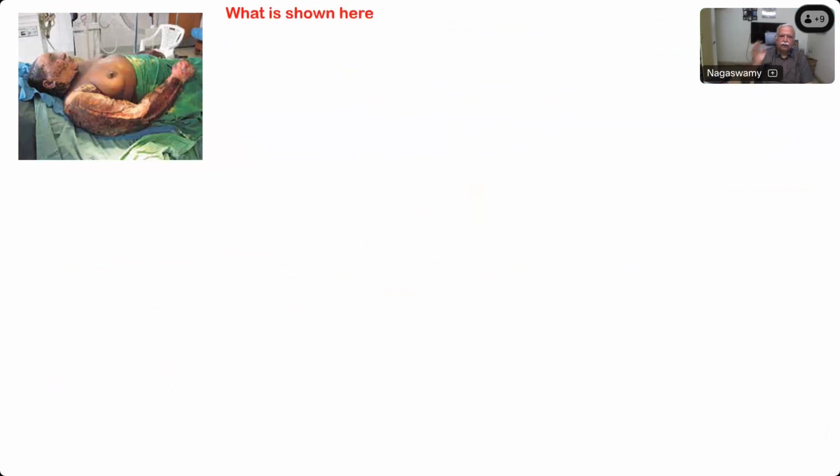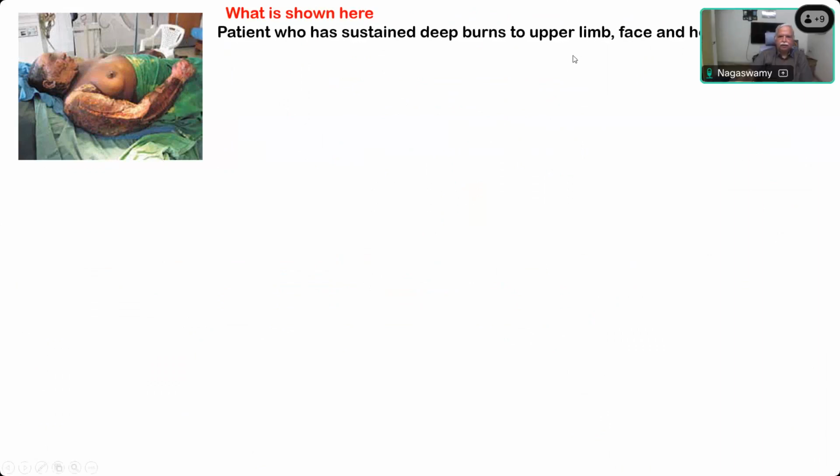What is shown here? A patient with burns. What are all these things? Incisions, you see, and discharge formation. Debridement means all black tissues should be removed. Here you see a vertical splitting. Don't you see that? A long incision, fasciotomy. Yes. This is a patient who has sustained deep burns to the upper limb, face, and head.